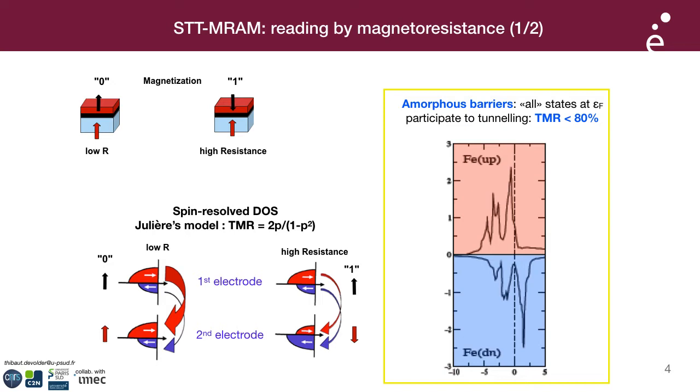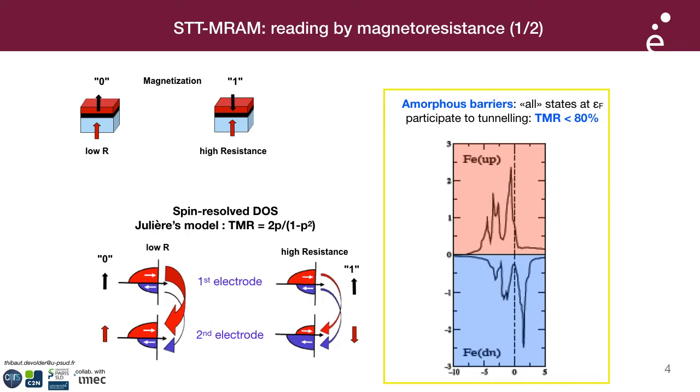magnetoresistance, which allows the resistance of a tunnel junction to differ depending on the magnetization orientation of the layers. If the layers are parallel, then the resistance is generally low, and if the magnetization are anti-parallel, the resistance is generally high. And this is because in magnetic materials, the density of states of spin-up and spin-downs are different.